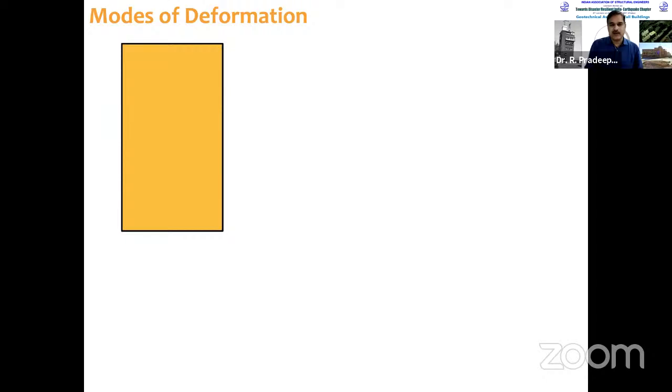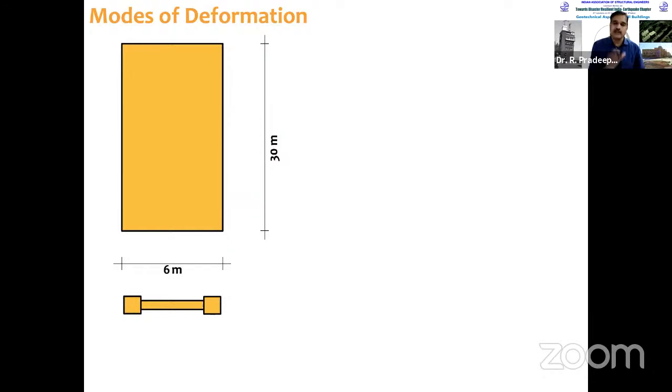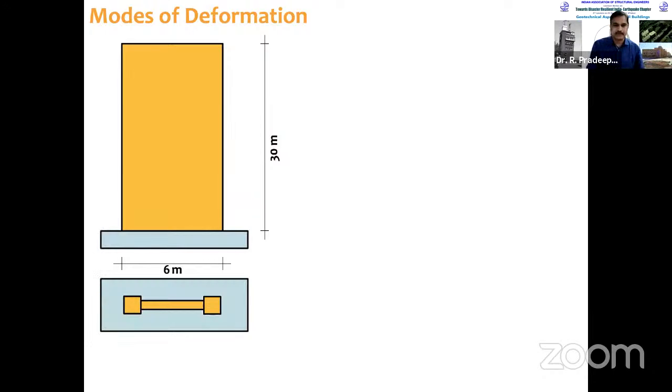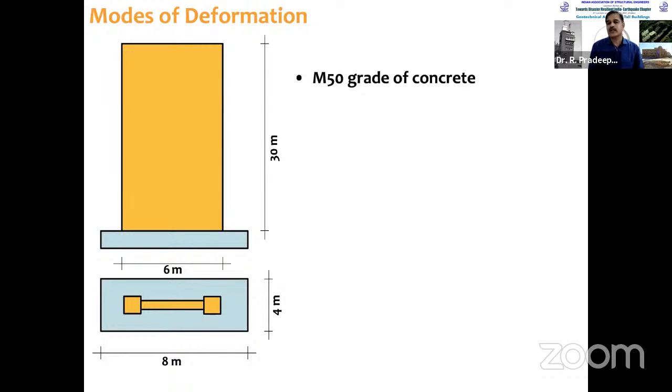So this is a shear wall of 30 meters height and 6 meters length with boundary elements also present. Then you can see this separate foundation or special foundation is there, 4 meters by 8 meters, or 8 meters by 4 meters. The grade of concrete used is M50, and then W kilonewton load is applied at the top.